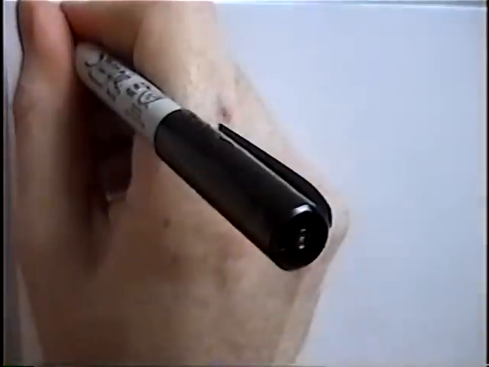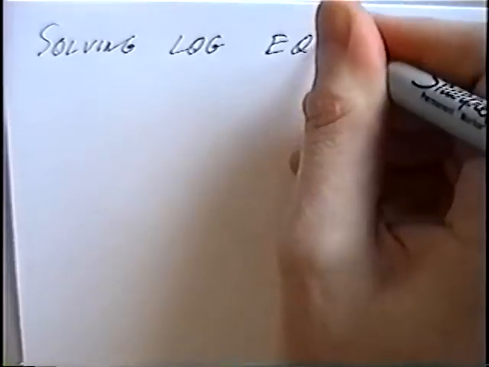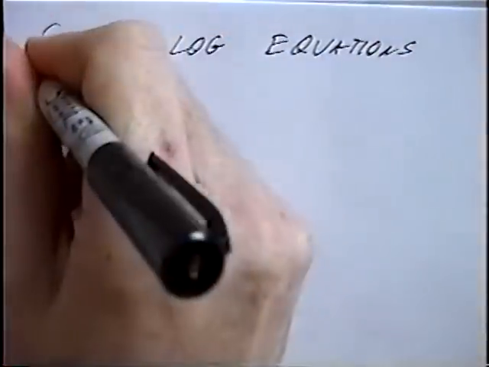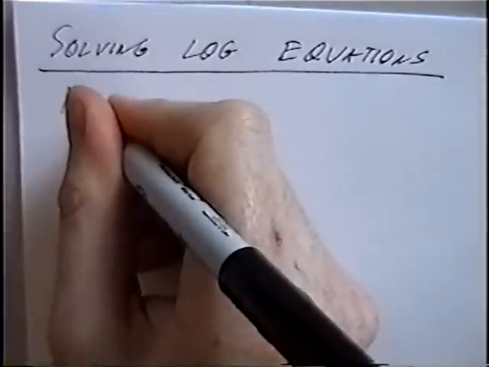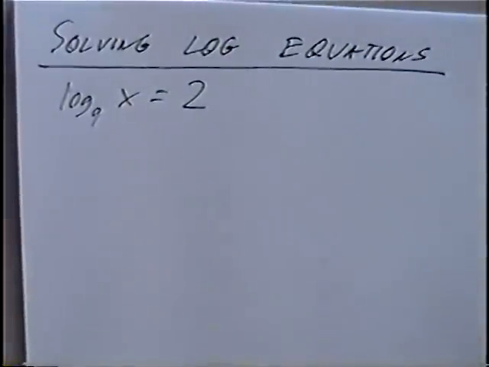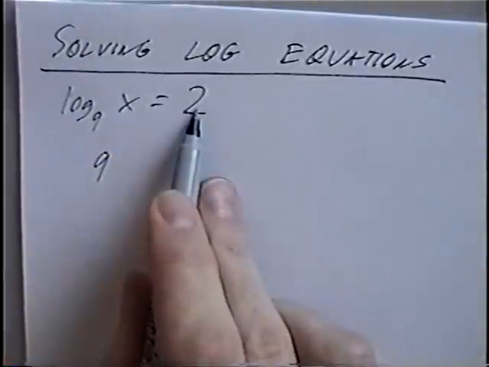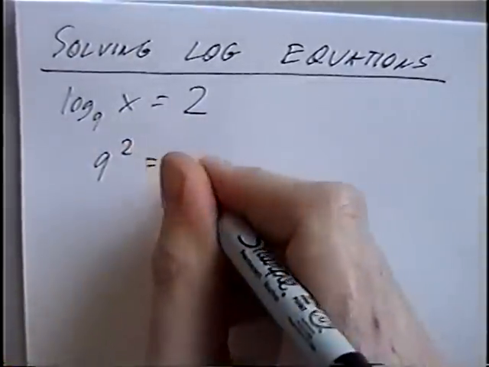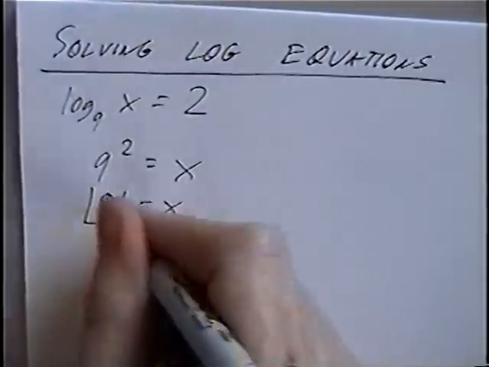The last section of notes today is titled Solving Log Equations. First problem is log base 9 x equals 2. Same steps as before. Anytime you have a log equation, you can switch it into exponential form and then solve. For example, the 9 would be the base, 2 would be the exponent, and it would be equal to x. 9 squared is 81, so x would equal 81.